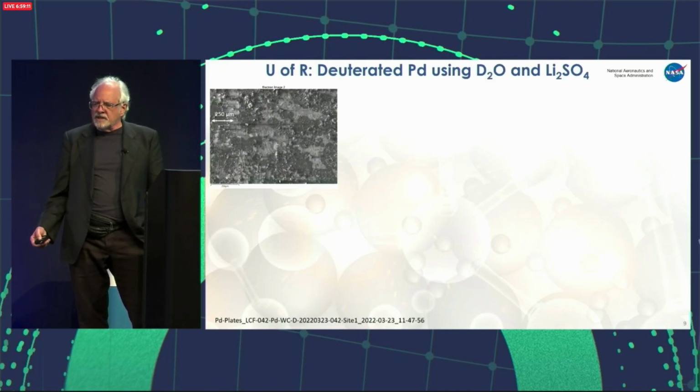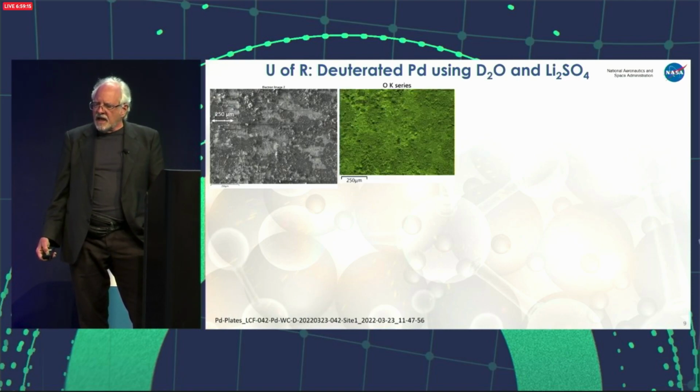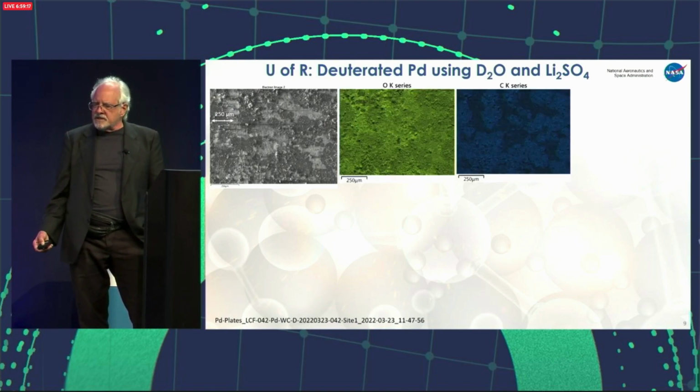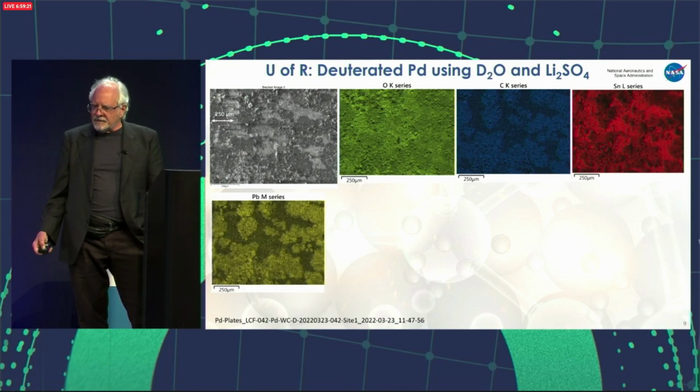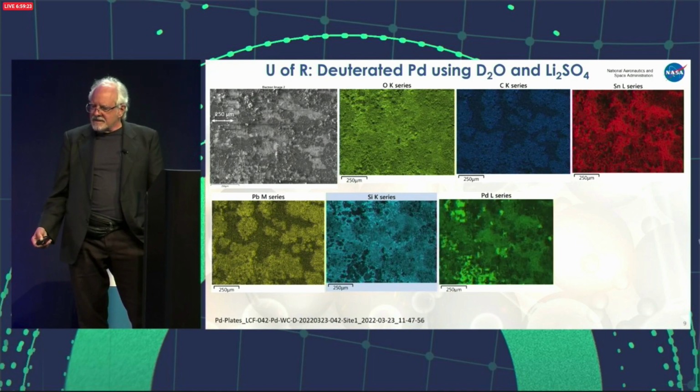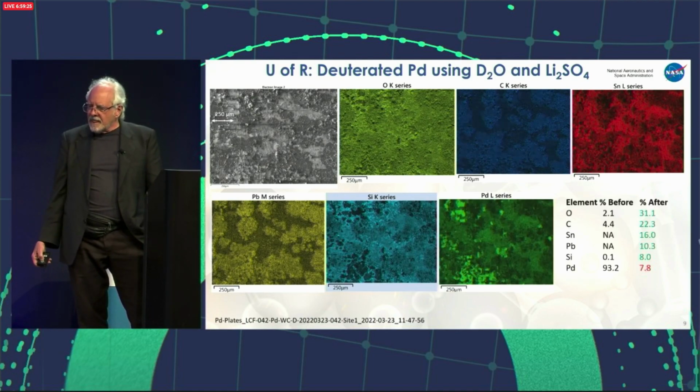Now, when we run this, we find a very different structure on the surface. And as we go through the oxygen K series, carbon, silicon, lead, tin, platinum, we find that we've got a change in all of these. We've increased the oxygen, the carbon, the tin, the lead, the silicon, and the palladium has gone down. Clearly, we've had something unusual happen here.